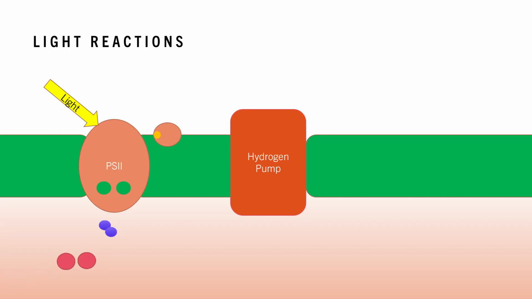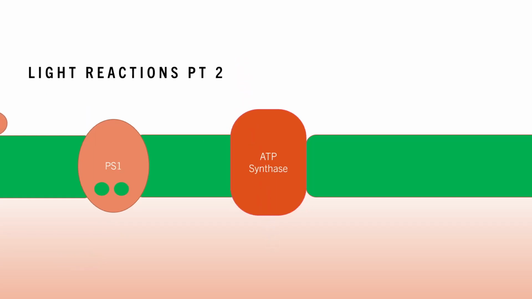And now we're going to use the electron to pump more hydrogen inside into the thylakoid, like so. Now what's going to happen is that electron is going to get carried into photosystem 1, which more light is going to basically recharge the electron. And the electron is going to go into more light-dependent reactions, where it's going to get turned into NADPH. That NADPH is an energy carrying molecule.